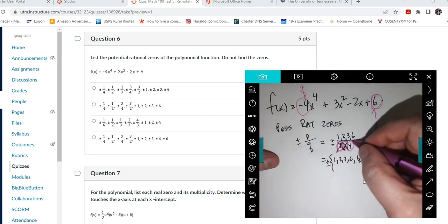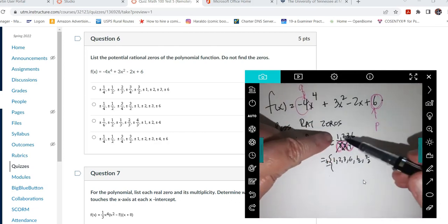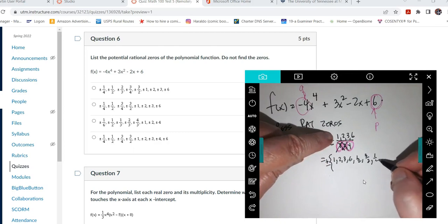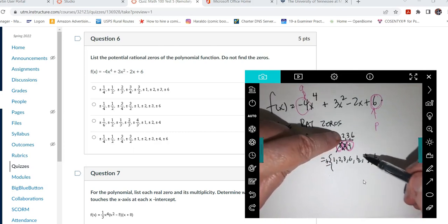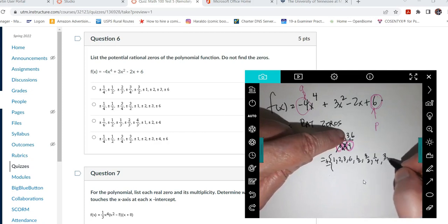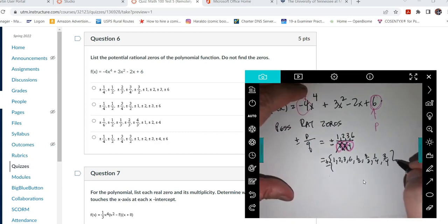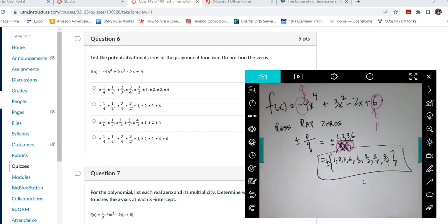And finally, what happens if my denominator is 4? Then I'm going to get 1/4, 2/4, which reduces to a half, which is already in my list. 3/4, which is not in my list. And 6/4, which reduces to 3 halves, which is already in my list. That's my list.